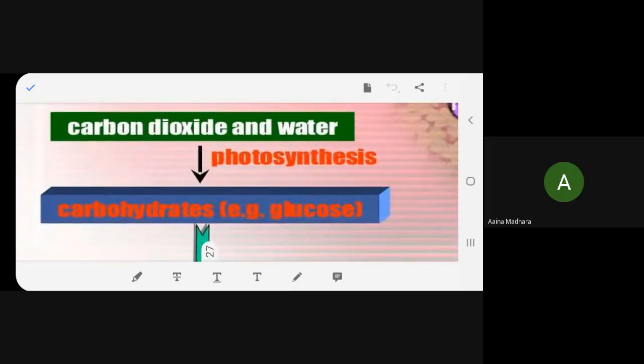What do you see over here? Carbon dioxide and water. Carbon dioxide comes from where? From the air, the atmosphere. Water comes from where, beta? From roots. Now, it takes part in photosynthesis. Carbon dioxide and water take part in photosynthesis or not? Yes, ma'am. Okay. After photosynthesis, what happens? Carbohydrate, glucose, is made. Yes or no? Yes, ma'am.